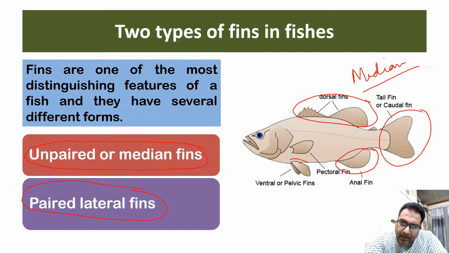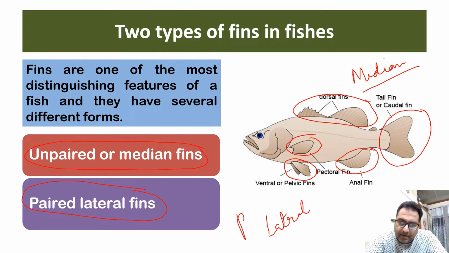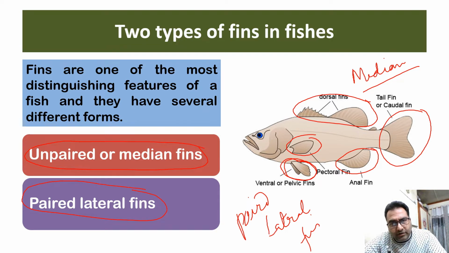The other fins which are in pairs, the pectoral and pelvic fins, we call the paired lateral fins. The fins near the gills and the fins in the abdominal or thoracic portion are two in number and hence paired, whereas the dorsal fin, caudal fin, and anal fin are not in pairs. We call them the median fins.